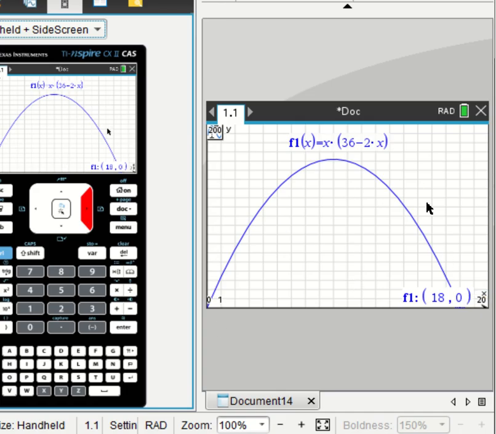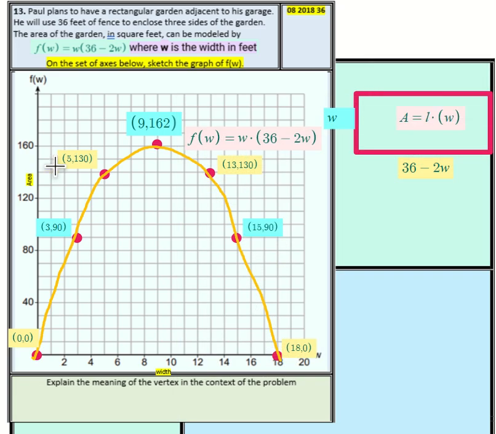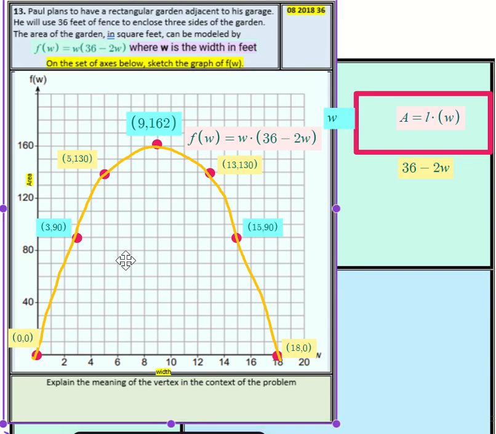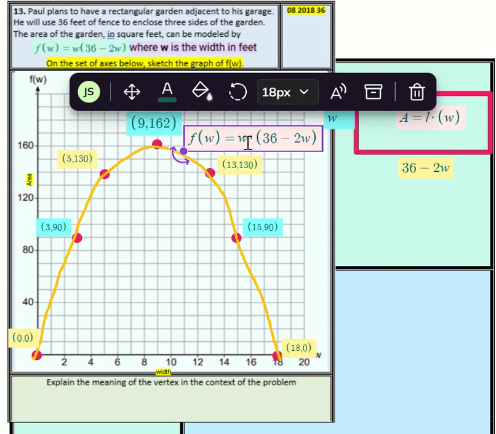So all of these points, by using graph trace, I see exactly where to plot them on my paper to make sure I make a really good graph. So this is my graph with all points labeled, especially the vertex. And I did also label with the equation of the graph.